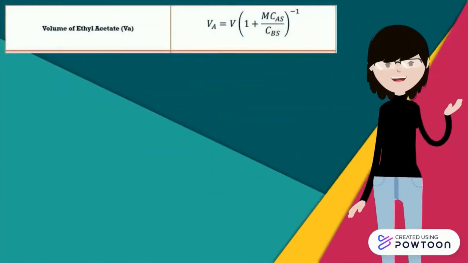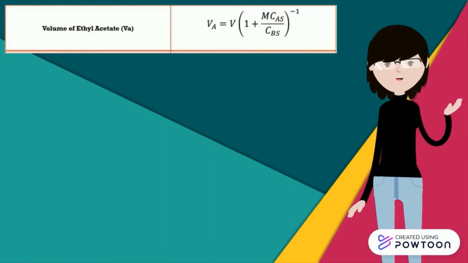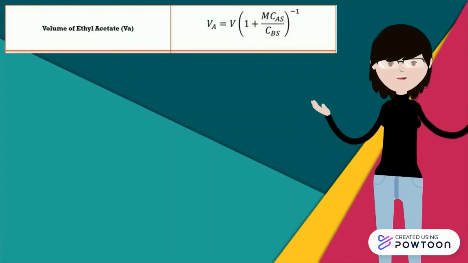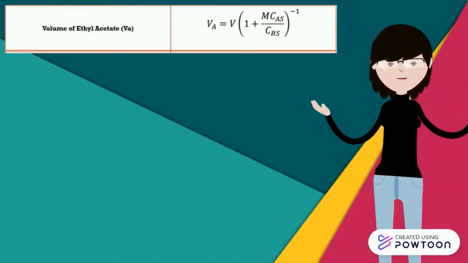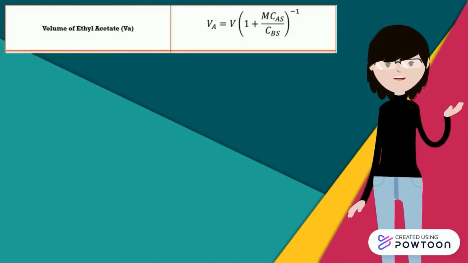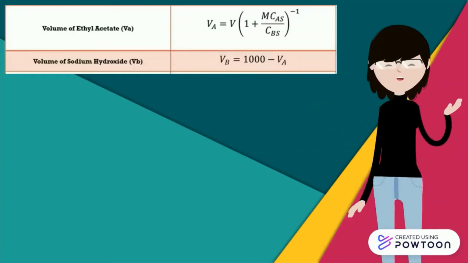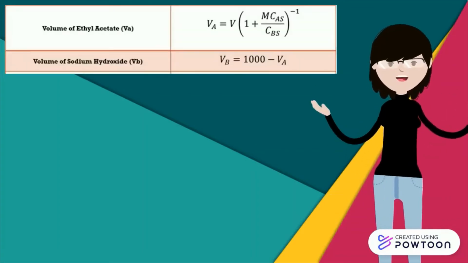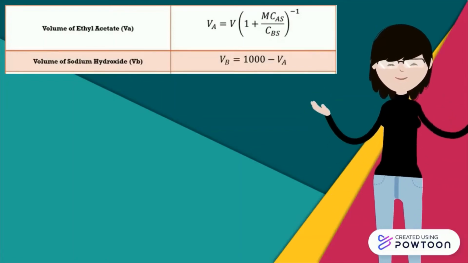Tabulated formulas were provided. Total volume times open parenthesis 1 plus molar ratio times stock concentration of ethyl acetate divided by stock concentration of sodium hydroxide close parenthesis raised to -1 is equal to the volume of ethyl acetate. While the volume of sodium hydroxide can be obtained by subtracting the obtained volume of ethyl acetate from the total volume, which is 1000 milliliters.